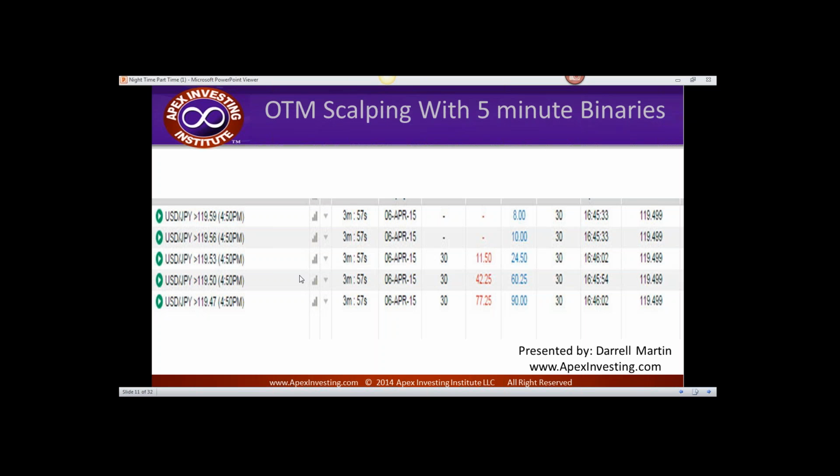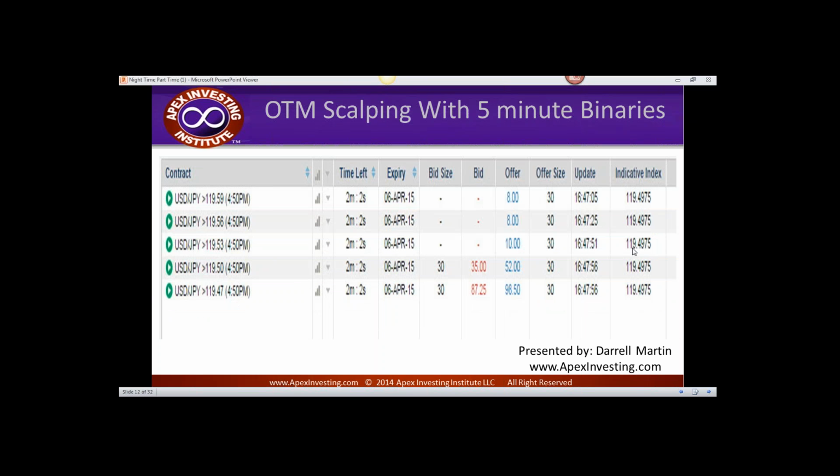119.53 is the strike. I've got 3 minutes and 57 seconds left to expiration. Right now I can buy it for $24.50. Where's the market? 119.49. Pay close attention to that. Now it's at 119.497, so it's a little lower than where it was a minute ago, right? And I've got 2 minutes and 2 seconds till expiration. Now what's it worth? Only 10 bucks, right? Just that little bit of difference, it went down quite a bit.